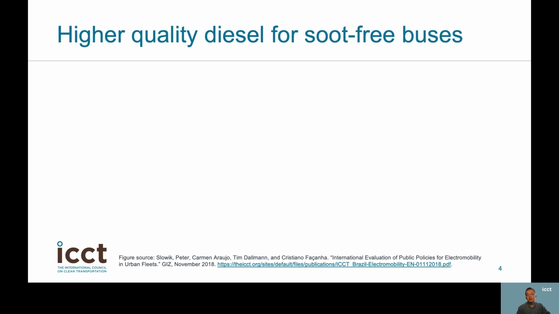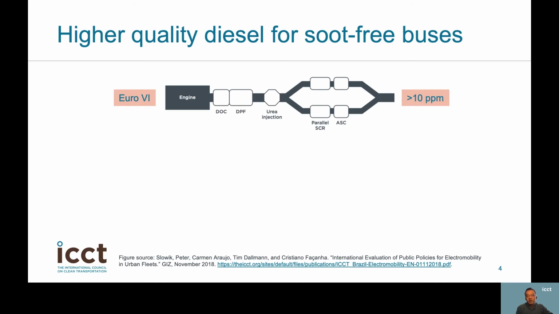First, let us talk about the infrastructure for soot-free diesel buses. Soot-free diesel buses' greatest infrastructural challenge is the availability of ultra-low sulfur diesel, which is diesel with sulfur content lower than 10 parts per million.